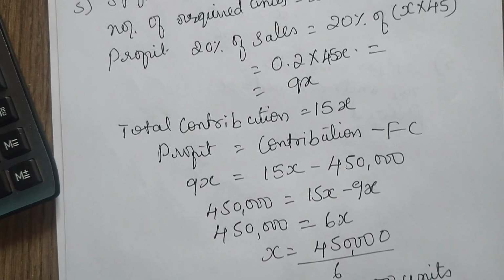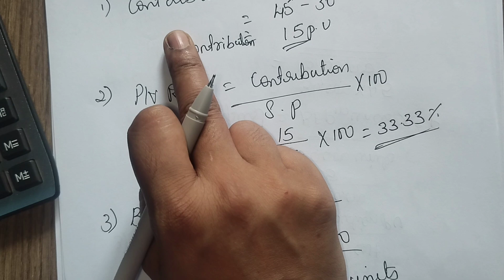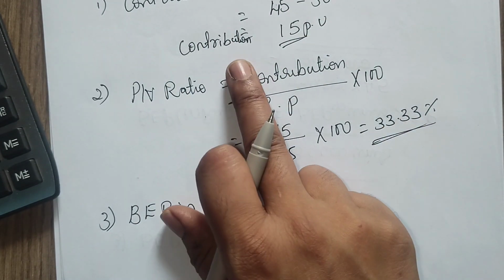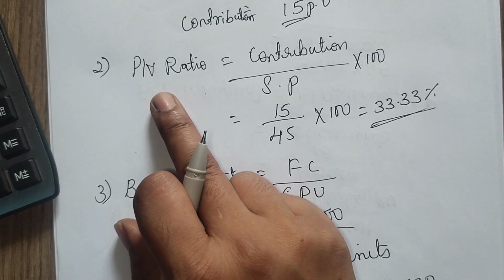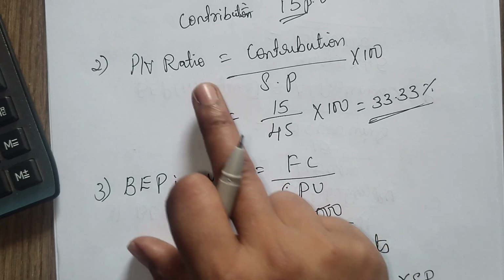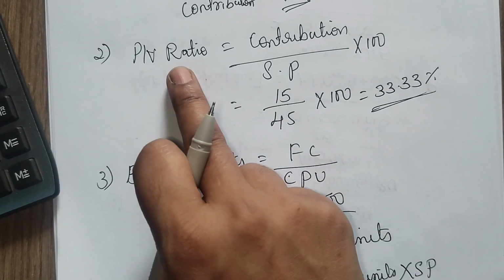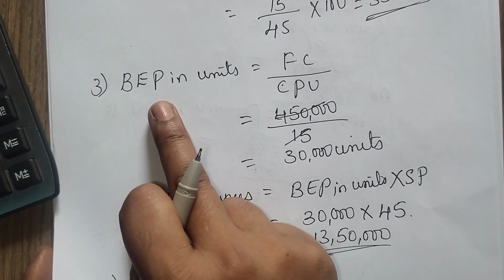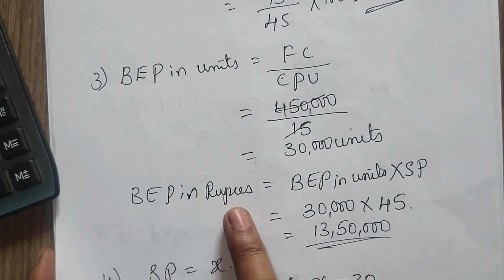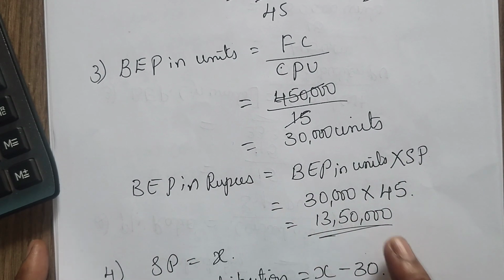I hope you all understood. First, what we have done, we have calculated contribution. The formula to find out contribution is selling price minus variable cost. Then we will get contribution. PV ratio, when contribution is given, contribution divided by selling price into 100. I have done a shorts on PV ratio. All the ratios in different situations, whatever you are using for PV ratio, kindly watch that one. BEP in units, fixed cost divided by contribution per unit. BEP in rupees, BEP in units into selling price. If you do, you will get BEP in rupees.